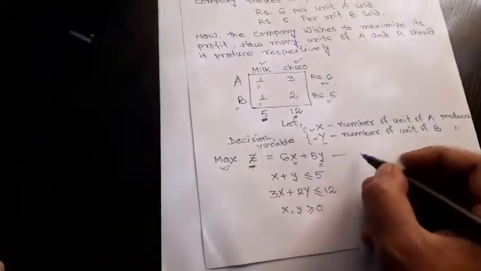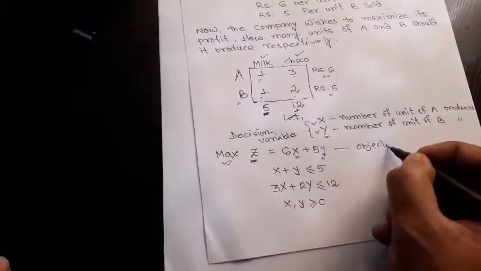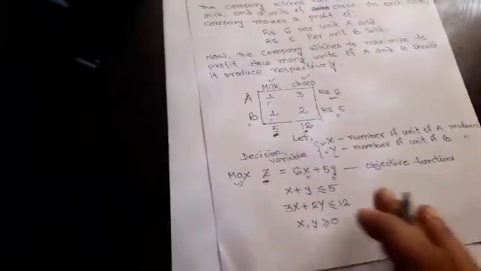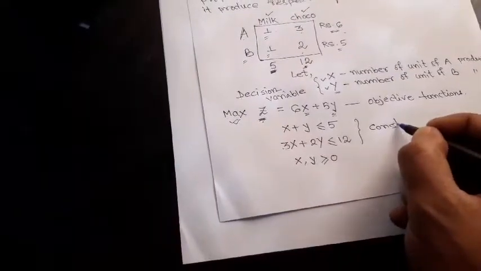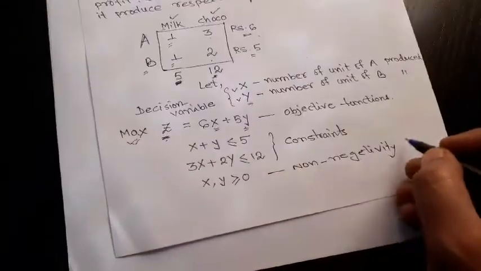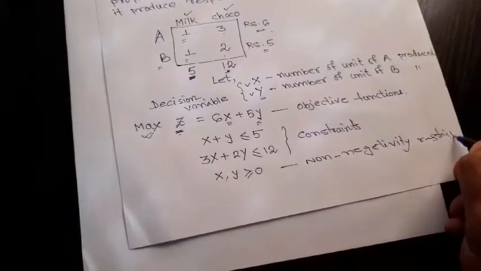And this Z, max Z equal to 6x plus Y, will be termed as the objective function. Now this maximize Z is restricted by these two constraints. This is known as constraints, meaning they constrain this particular objective function. And this X and Y are never going to be negative, so this will be termed as non-negativity restriction.